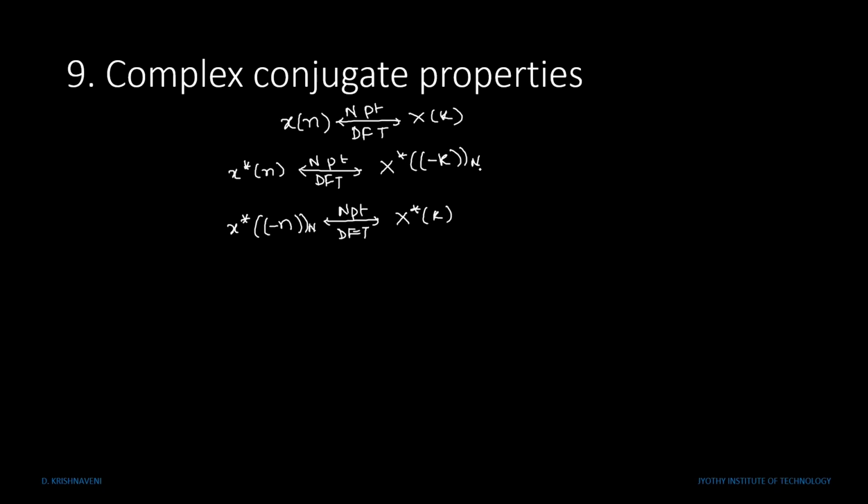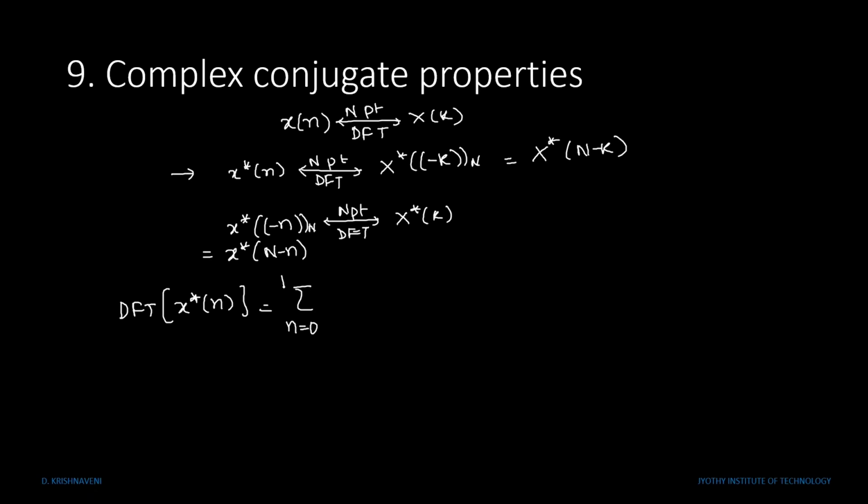Now this X of (minus k) modulo N can be written as X of (N minus k). So this is equal to conjugate of X of (N minus k). Similarly, this is equal to conjugate of x of (N minus n). So first we'll prove this particular property by taking the DFT of conjugate of x(n). The DFT of conjugate of x(n) is summation n = 0 to N-1 of conjugate of x(n), because we are finding the DFT of conjugate of x(n), W_N to the power of nk.